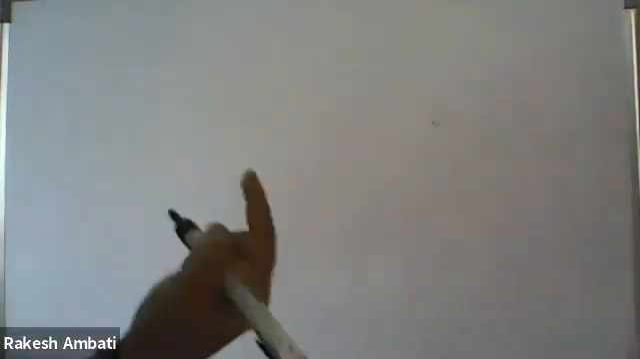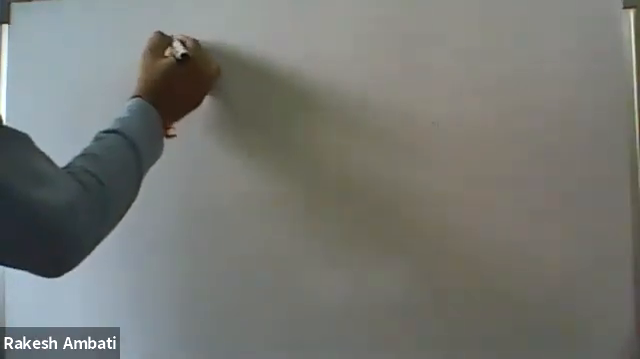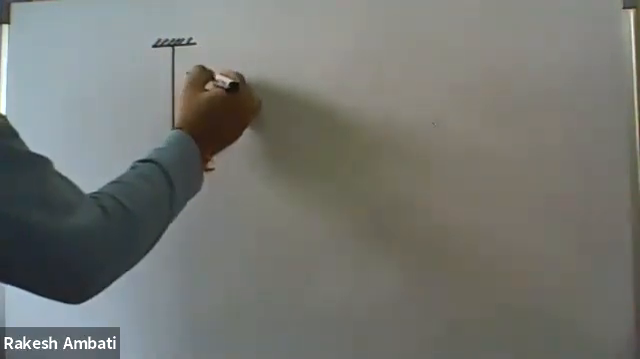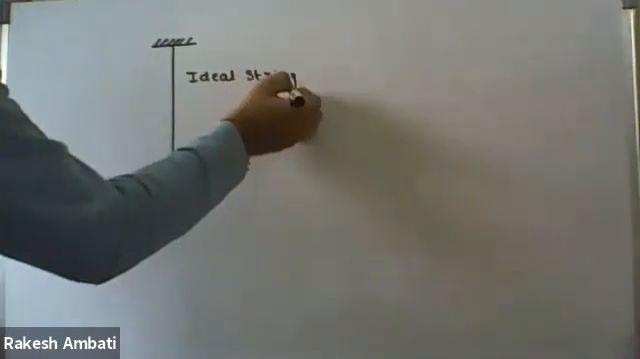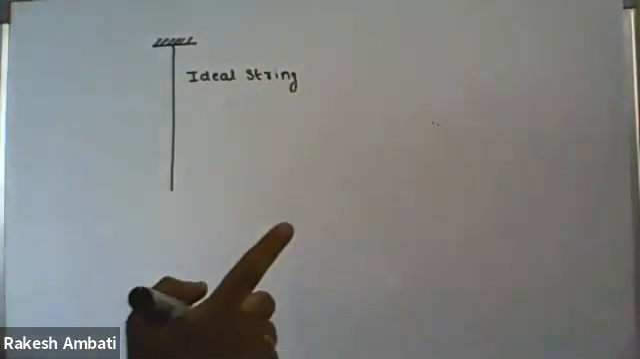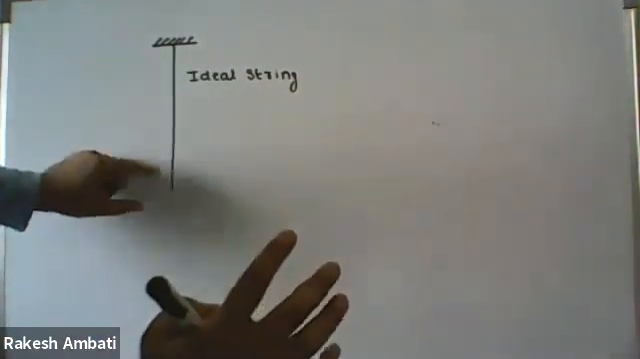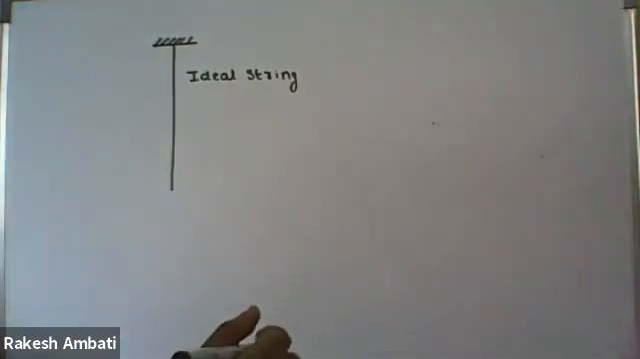So why take the direction of tension force away from the object? Amog is asking why to take the direction of tension force away from the object. For example, take an ideal string. You know the meaning of ideal string: massless and inextensible. Inextensible means the total length of the string is always constant.